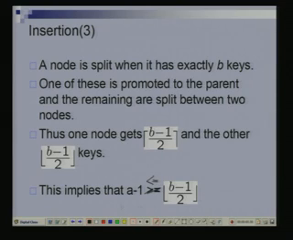You understand why this is coming? Because I'm creating a node with (b minus 1) by 2 keys, right? And I have a requirement that every node have at least a minus 1 keys in it. So this quantity should be greater than or equal to a minus 1. Otherwise, if this was less than a minus 1, there would be a problem, because this node that I'm creating is not a valid node at all.